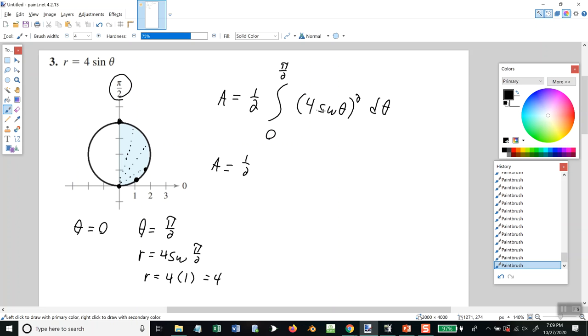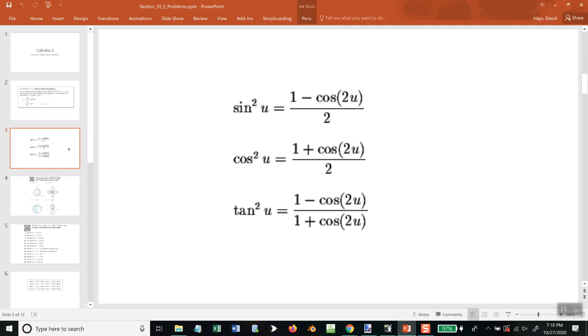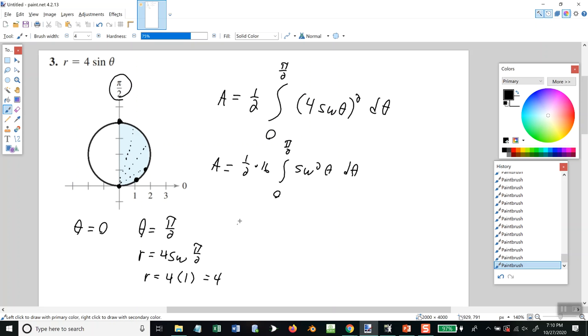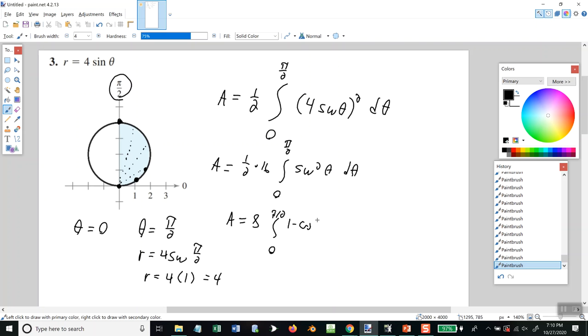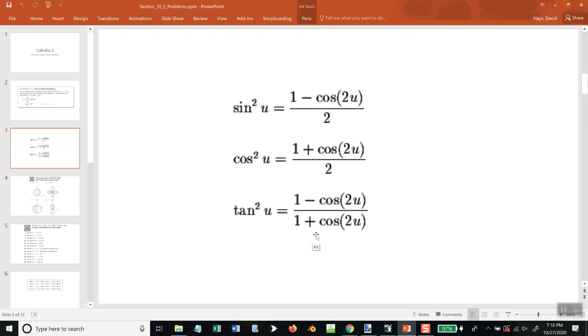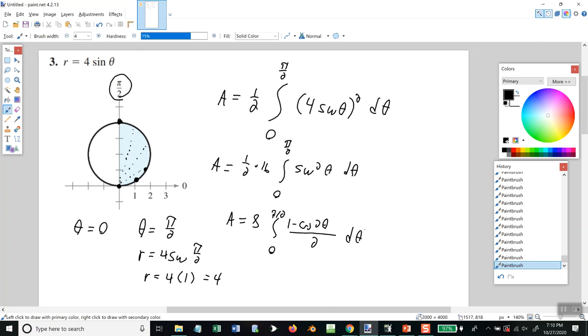Okay, if I square this, I get 4 squared and sine squared. So 4 squared is 16. I can take it out in front of the integral. So that's sine squared. Again, our sine squared is equal to this. So 1/2 times 16 is 8, integral from 0 to pi over 2 of 1 minus cosine 2 theta over 2 d theta.